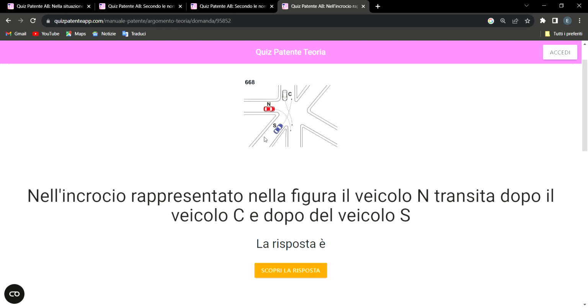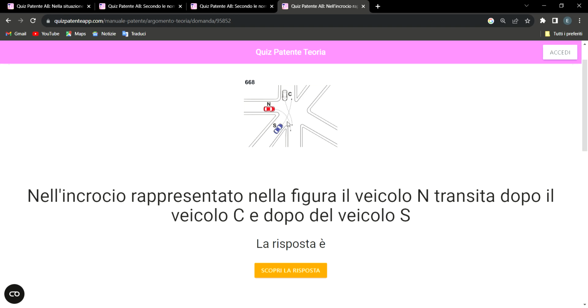Now, let's start from vehicle S, the blue vehicle. Let's look at its right-hand side, in other words, this side. There is no vehicle coming from this side, no vehicle coming from this way, and no vehicle coming from this way. Which means vehicle S will be the one to transit first. Why? Because the right-hand side is free. So in a situation like this, vehicle S will transit first.